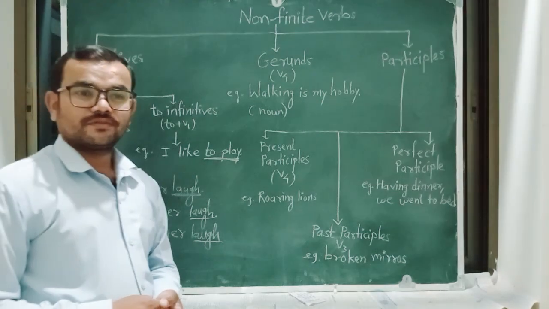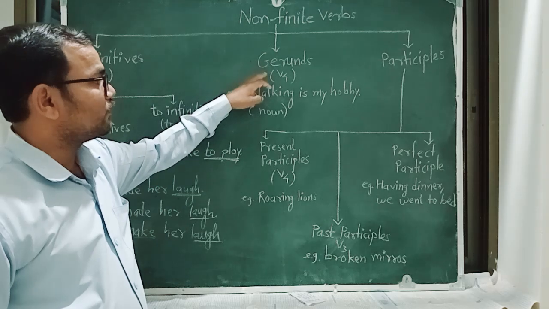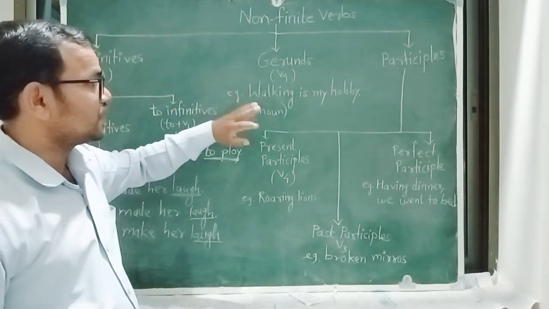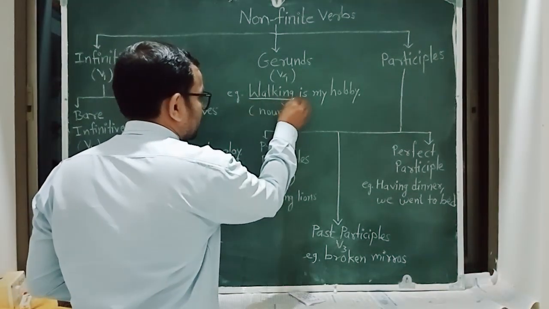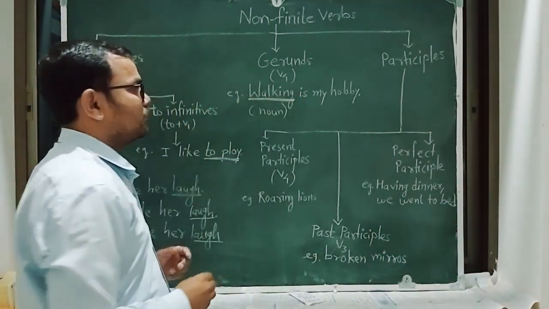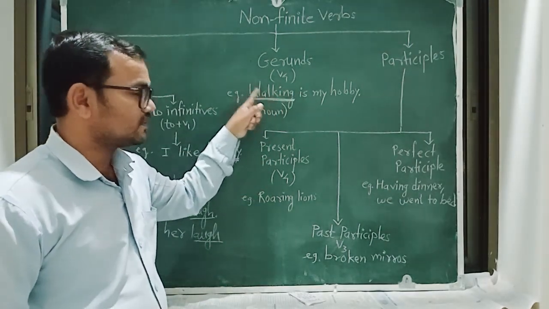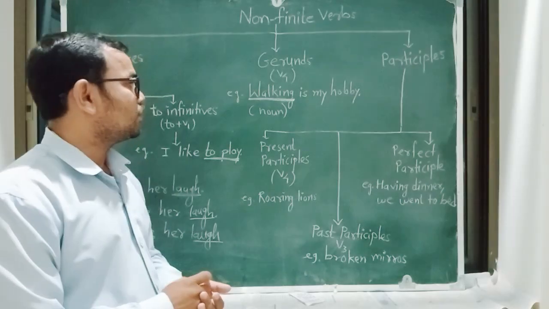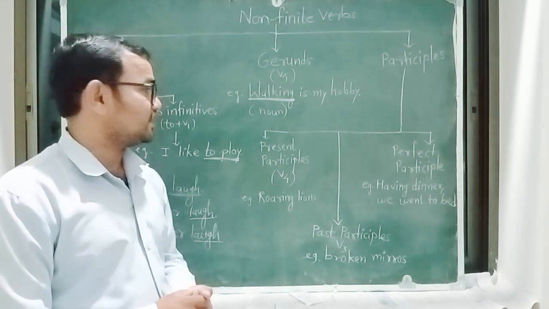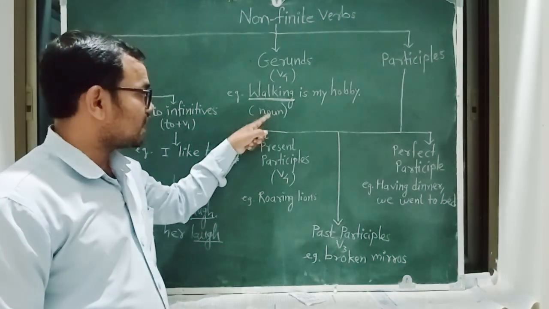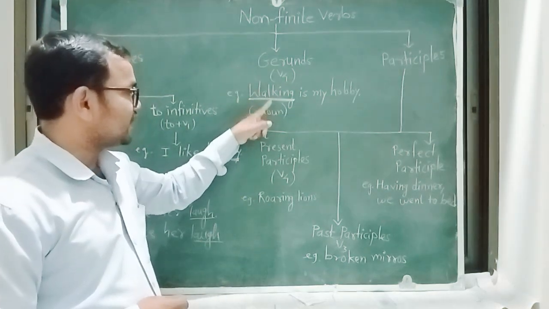Another type of non-finite verbs is gerunds, right? Actually, gerunds are the V4 form of the verbs. Gerunds are the V4 form of the verb. If you see this sentence, walking is my hobby, right? So walking is the V4 form of the verb. And in this sentence, walking is used as a subject, and as you know, the subject is most of the time a noun in the sentence, right? So walking is acting as a noun over here, right? Walking is my hobby. So walking is acting as a noun.